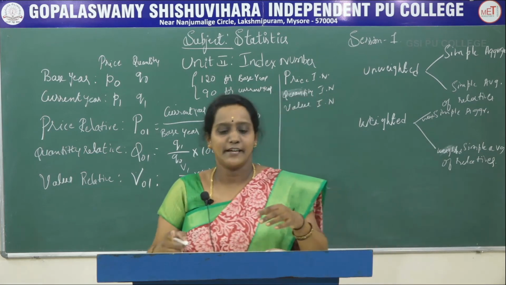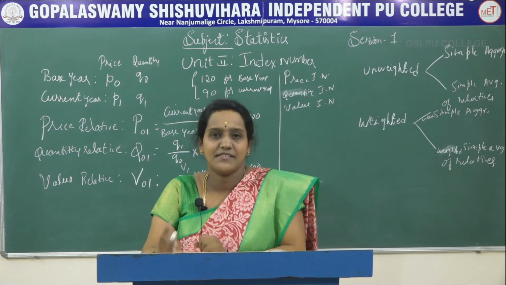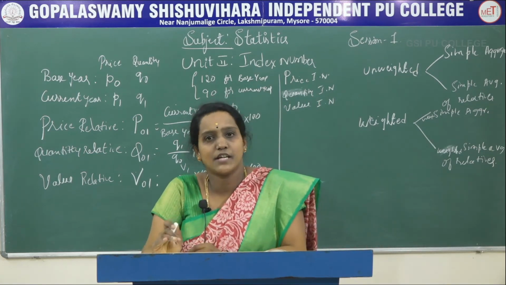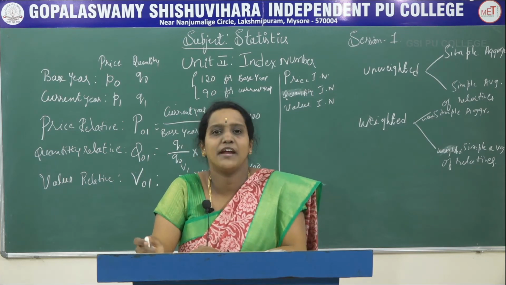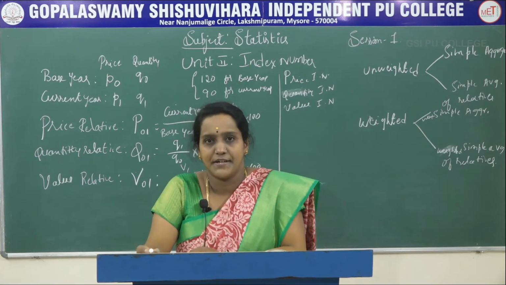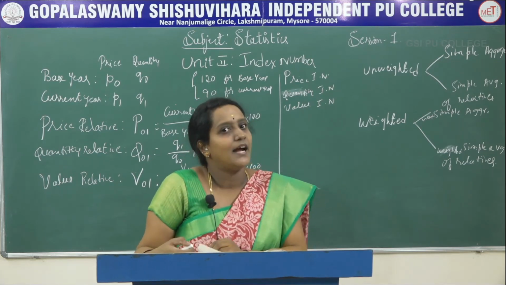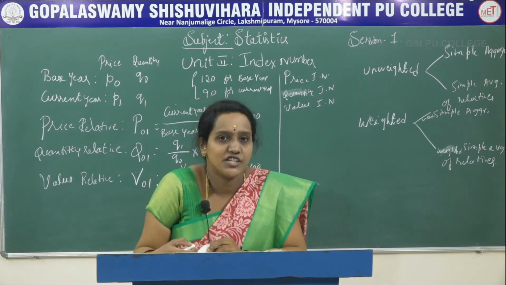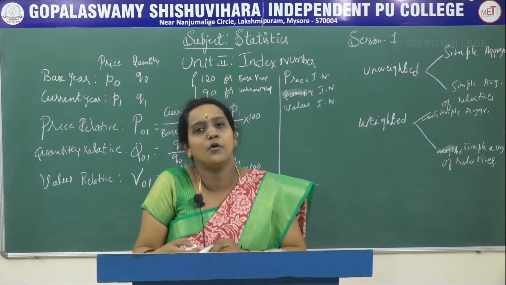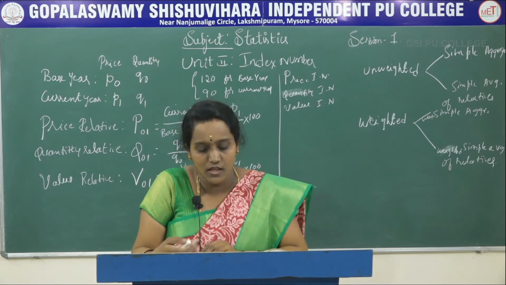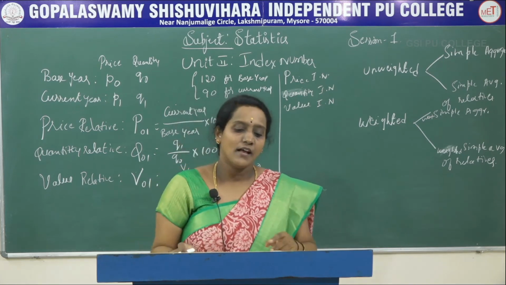In both weighted and unweighted we have the same methods, but in unweighted we will not consider the weight of the quantity. In weighted method we will consider the weight of the quantity, and here both AM and GM, arithmetic mean and geometric mean, both the methods we will follow in these two concepts.